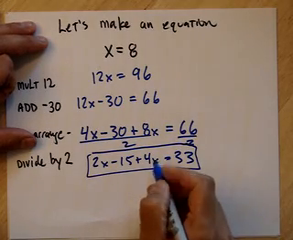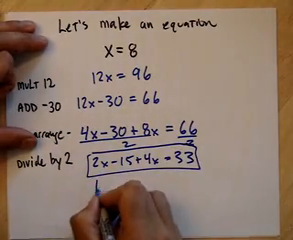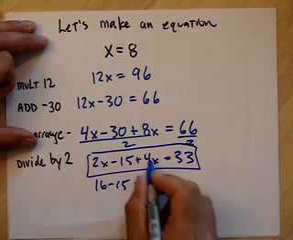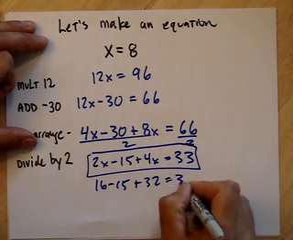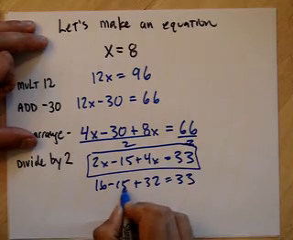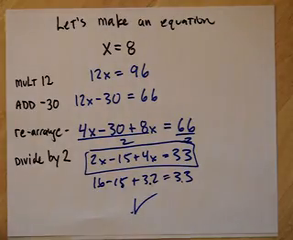Is x still equal to 8? Yes, it's still equal to 8. I did the same thing to both sides. I maintained the equality. I have 16 minus 15 plus 4 times 8, which is 32. Equals 33. Let's double check. 16 minus 15 is 1, and 32 is 33. So I just made an equation starting from scratch.